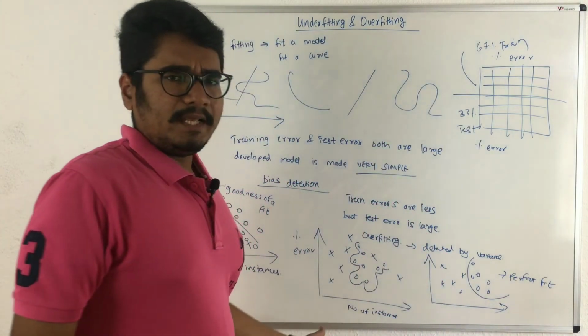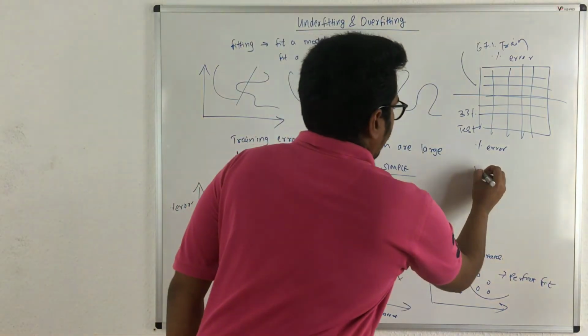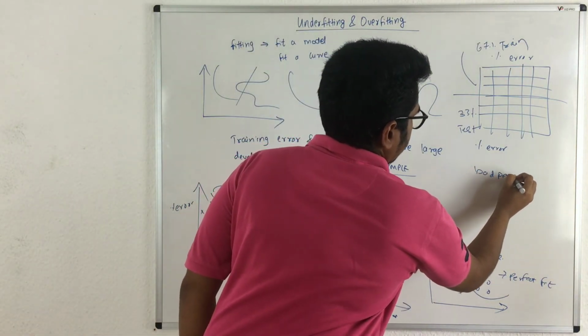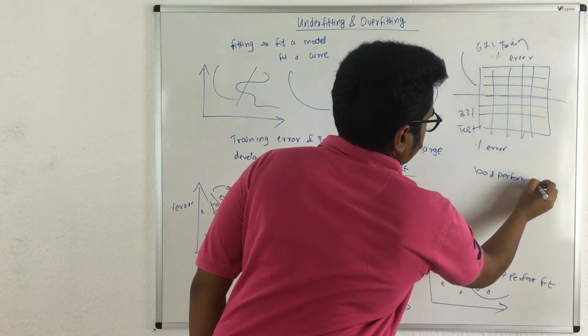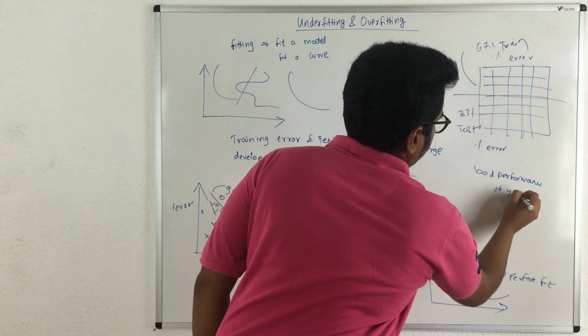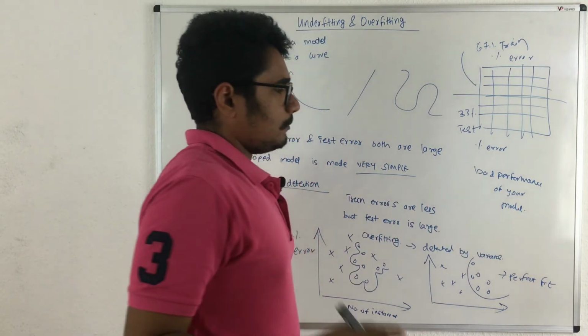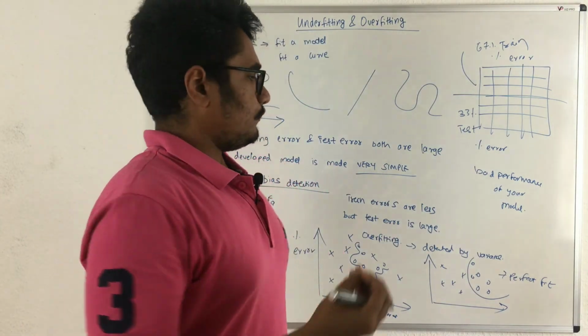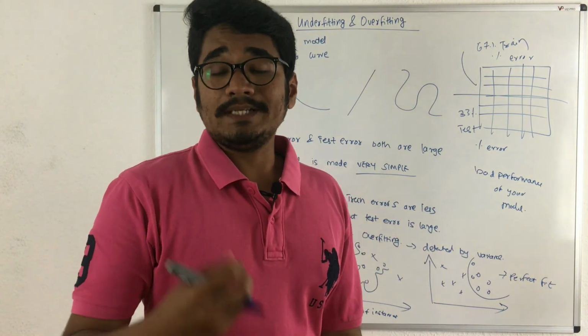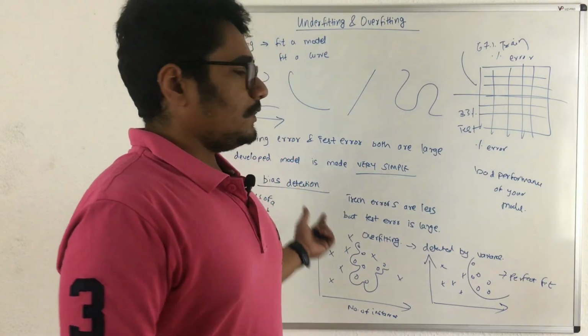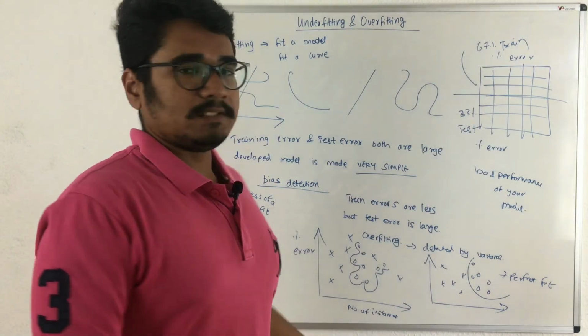And this mainly happens due to the bad performance of your developed model. If your model is not good, or does not perform well on the test errors and training errors, then you may have the problem of overfitting as well as underfitting.